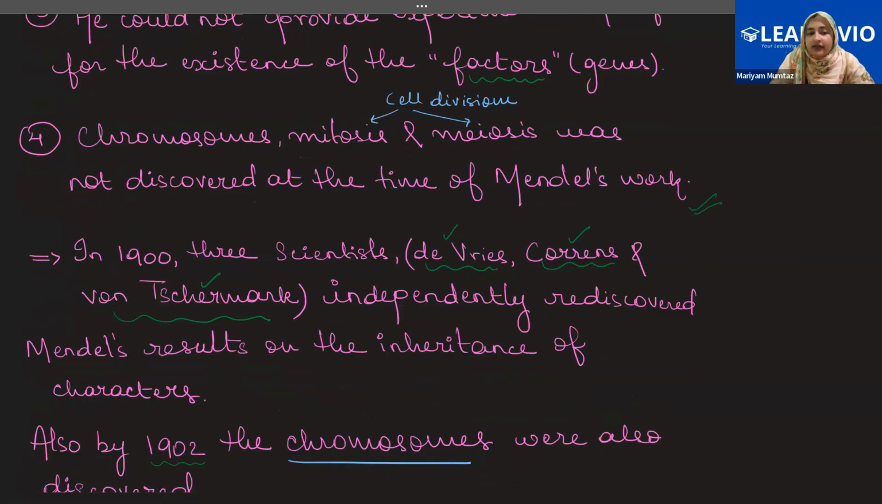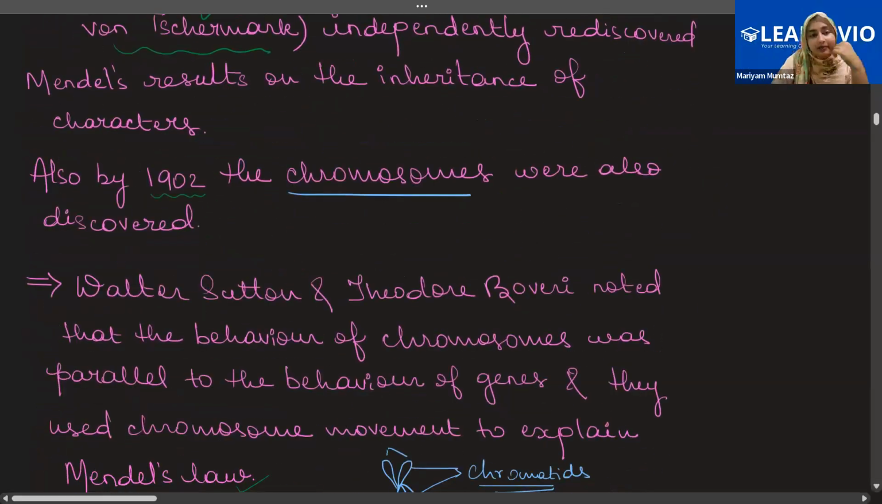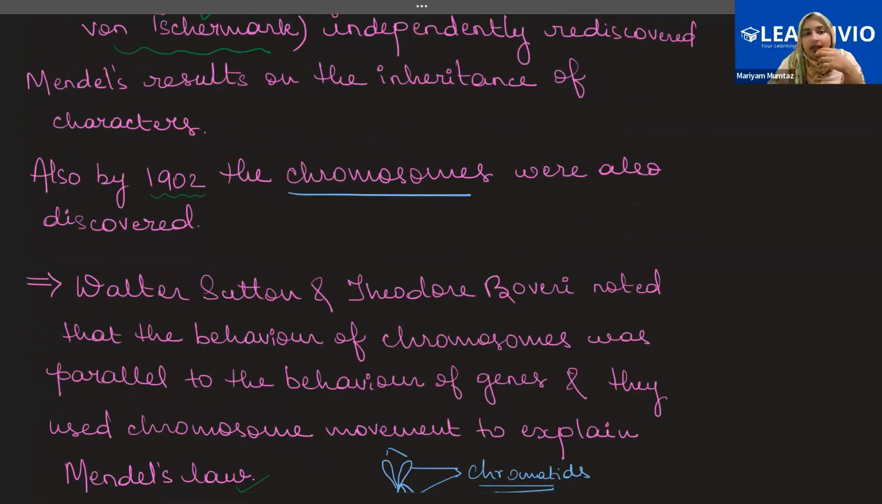So in the year 1900, there were three scientists, Hugo de Vries, Correns, and von Tschermak. They independently rediscovered Mendel's results on the inheritance of character. All three of them worked separately, and they came to the same conclusion that Mendel did. They were also studying inheritance, maybe with some animals or plants, and they all came to one conclusion because inheritance happens the same way no matter what the organism is.